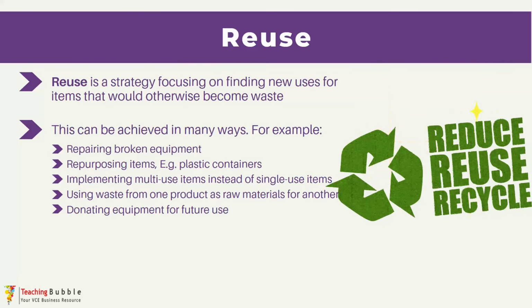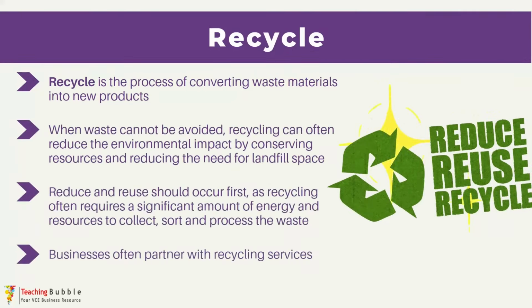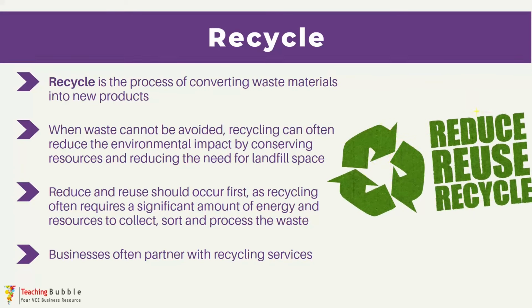Or they could use waste from one product as the raw materials for another product, and that's often occurring in restaurants when they use offcuts to create stock and those types of things. Or they could even donate equipment for others to use. And the third and final strategy is to recycle. So, this process involves converting waste materials into new products.